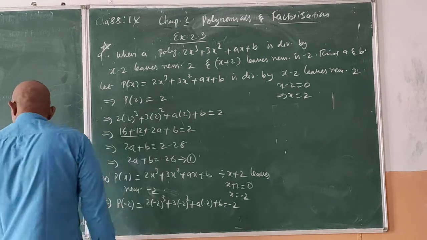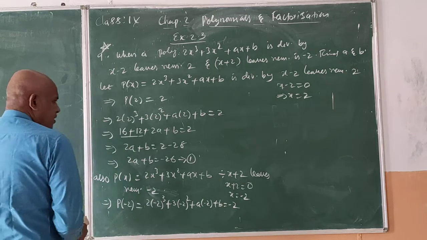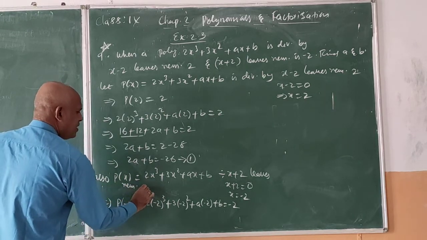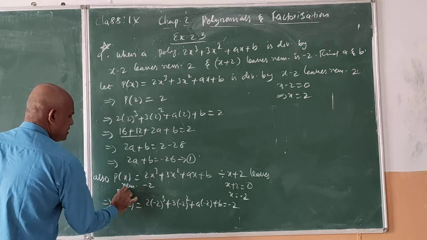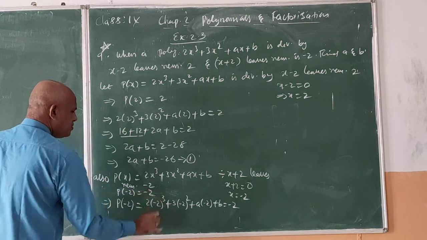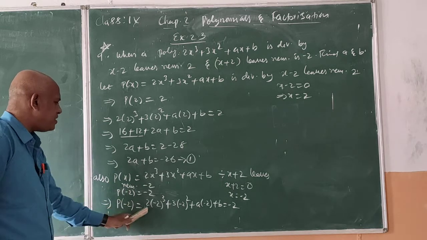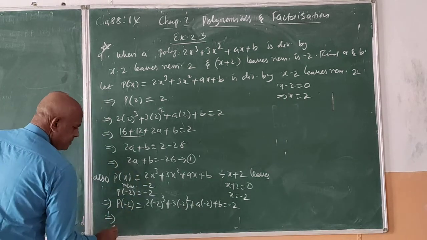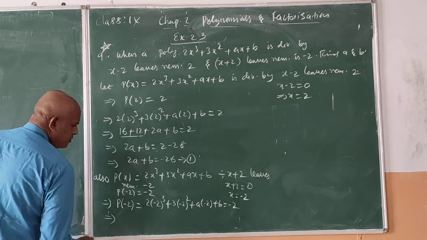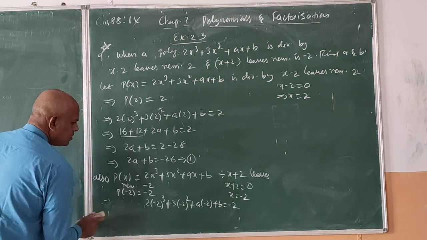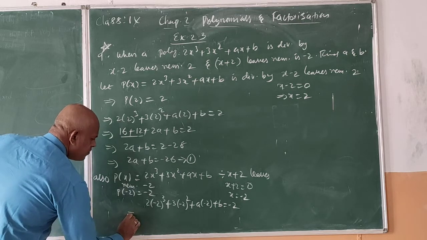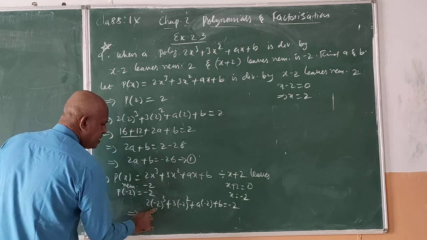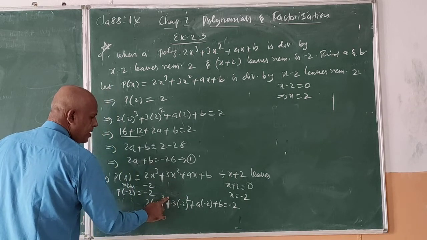One more step I will take here. It leaves remainder minus 2, which implies p of minus 2 is equal to minus 2. In place of x I am substituting minus 2, and we have to equate to minus 2. Minus 2 cube: minus 2 to the power of an odd number is negative.